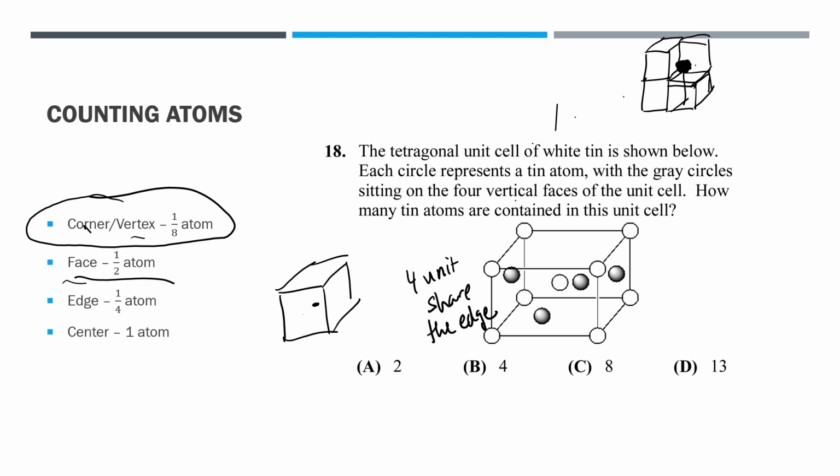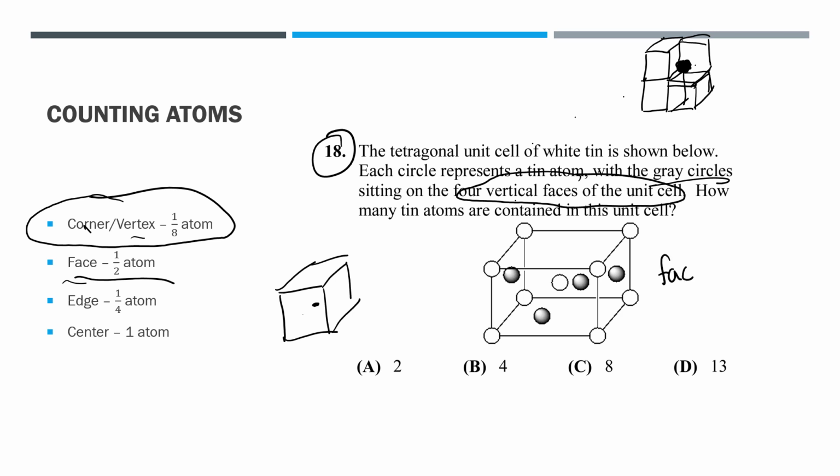So now let's do a little question, right? And this is a very common question that shows up on a bunch of USNCO tests, but this was one I found that I thought would be helpful to just go over. So we have a tetragonal unit cell of white tin. So tetragonal doesn't really matter. All we need to know is to look at it, right? Each circle represents a tin atom, with the gray circles sitting on the 4 vertical faces of the unit cell. So they're face ones. They're sitting on the faces. How many tin atoms are contained in this unit cell?